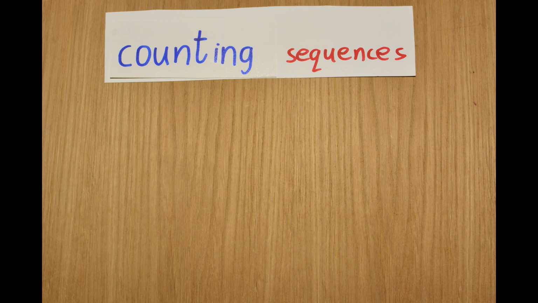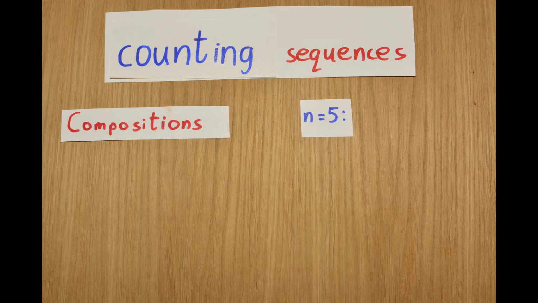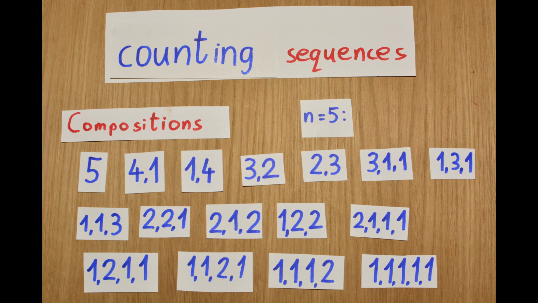Another object we can count are compositions, or the number of ways to split a number into a list of smaller non-zero numbers. For n equals 5, we have the following 16 compositions. Note that order matters here. It's not a coincidence that this is exactly 2 to the 4, as we'll see.